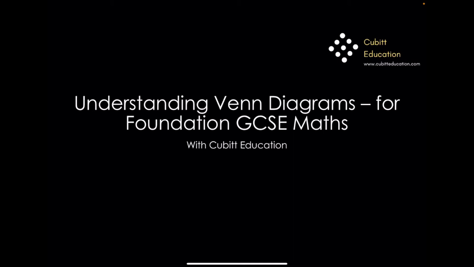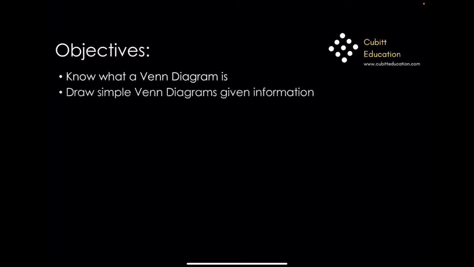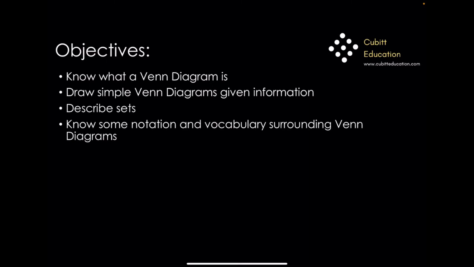In this lesson we are going to work through understanding Venn diagrams, and this is for GCSE Maths, the foundation level. So our objectives for today's lesson are to know what a Venn diagram is, draw some simple Venn diagrams given some information, describe sets, and to know some notation and vocabulary surrounding Venn diagrams. We'll also write some probabilities based on these as well.